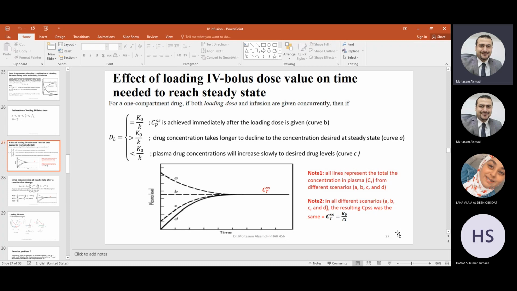dose, the steady state is the same, and is defined by the maintaining IV infusion divided by the clearance, right?